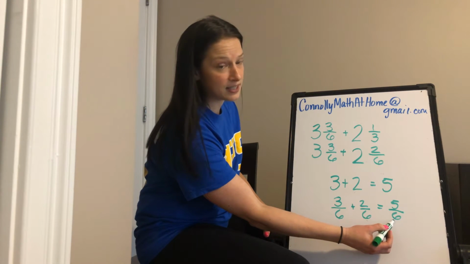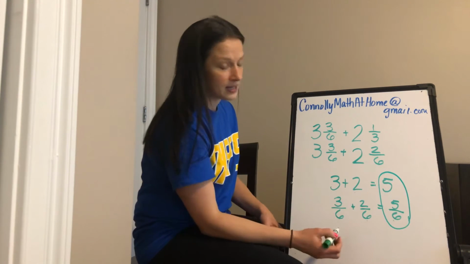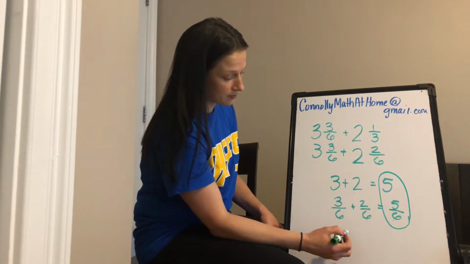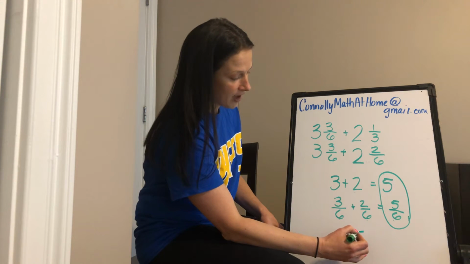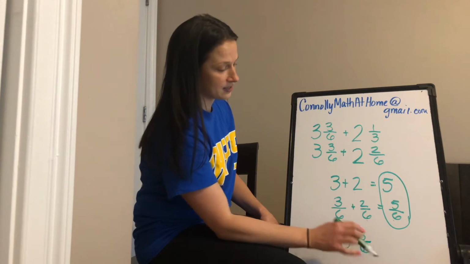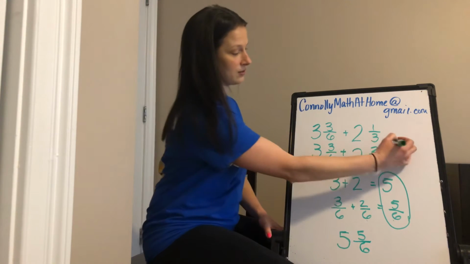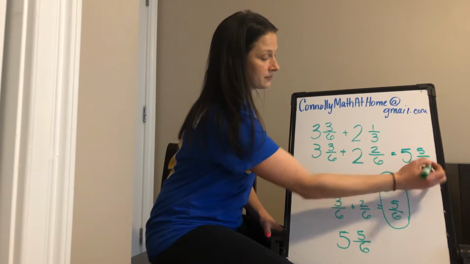When I combined 3/6 plus 2/6, I got 5/6. And now the last step is to combine the two different answers you got. So the two different sums. 5 plus 5/6 is 5 and 5/6. So the answer is 5 and 5/6.